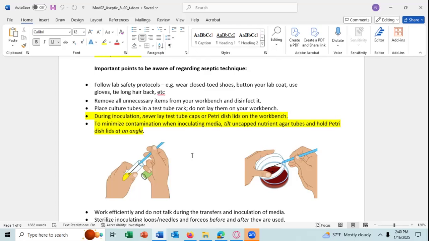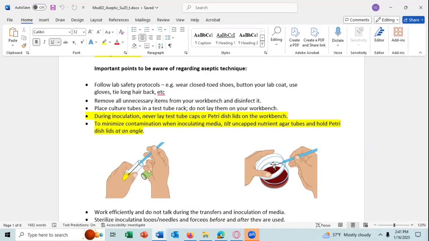You should not remove the lid all the way and then open it something like this, and then bring your loop inside and then inoculate it. That way, if something falls down from the air, it can only come in at this limited space right there. Most of the time, if something falls down from the air, it's going to hit the surface and won't come into the plate and contaminate the plate. Any question about any of that?